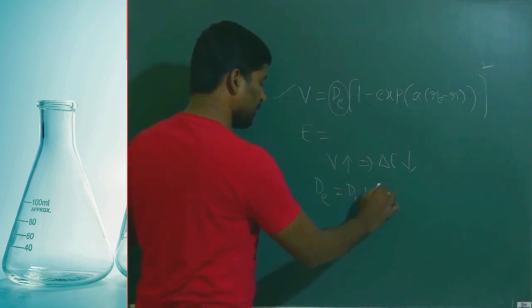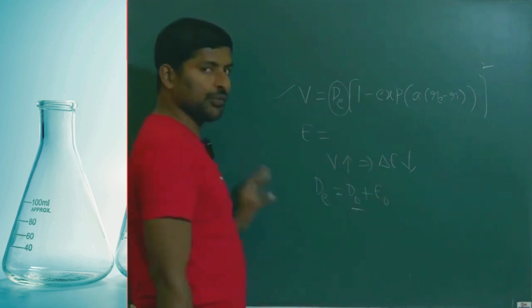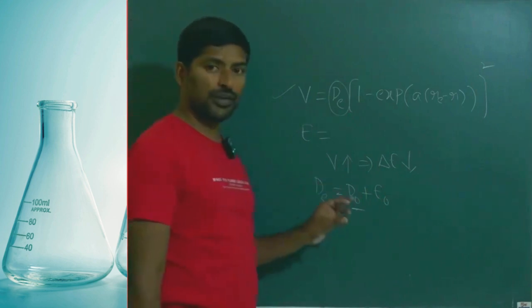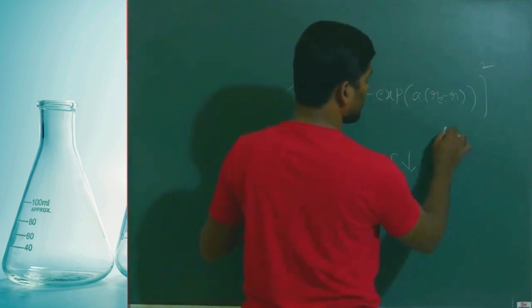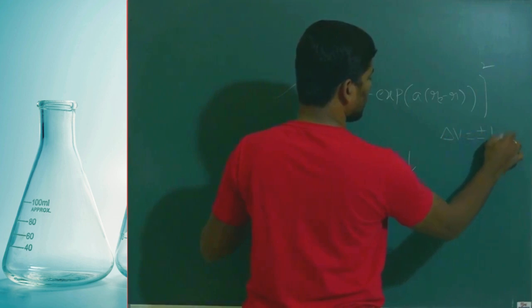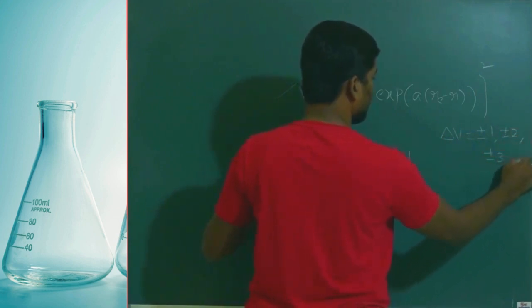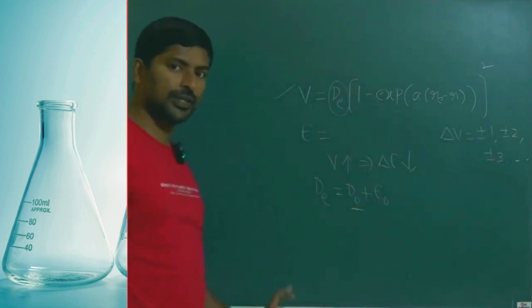Next, the relation between the actual dissociation energy and the dissociation energy according to the Morse curve: that is D naught plus E naught, the true dissociation energy. After that, you have to remember the selection rules: plus or minus 1, plus or minus 2, plus or minus 3, and so on.